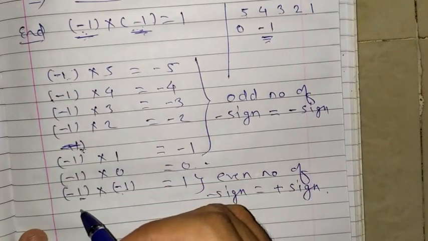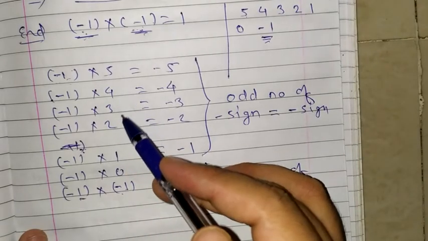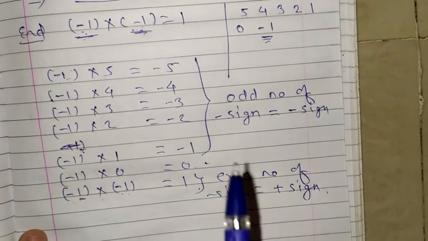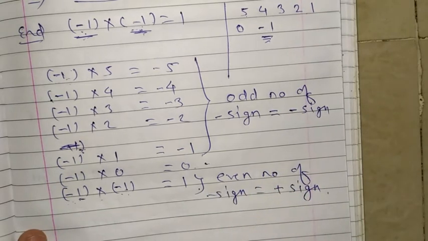Minus 1 we kept constant and we are decreasing the value by 1, so finally we got minus 1 into minus 1 equals 1. So this is the proper solution of this question.